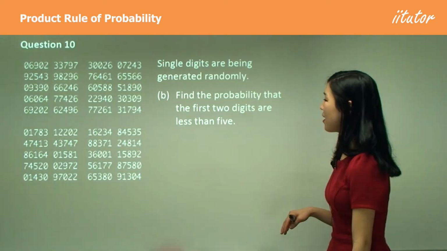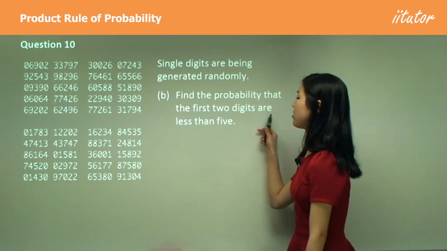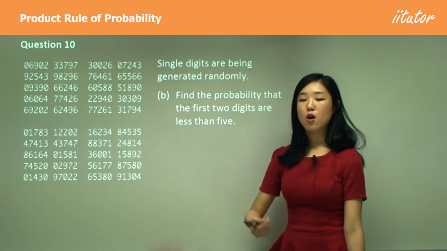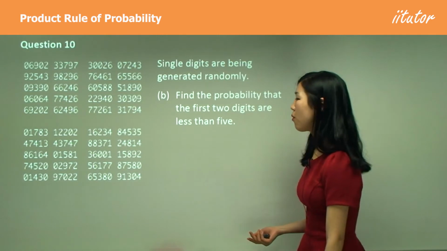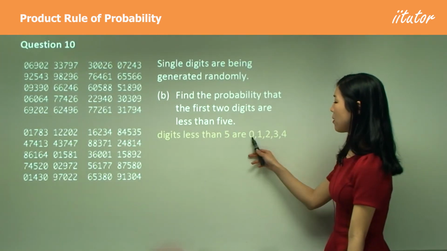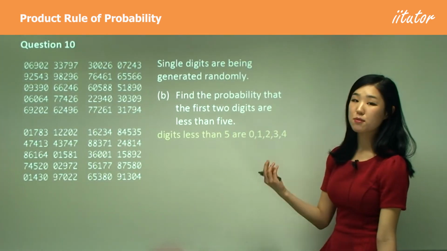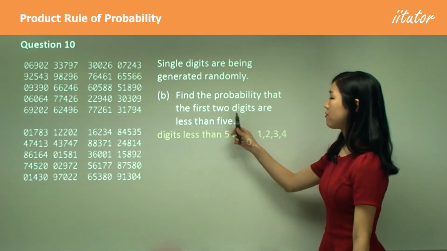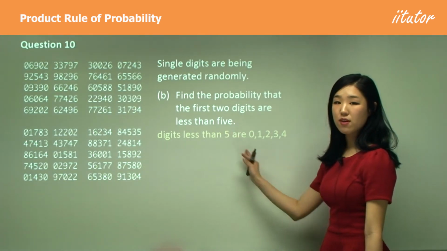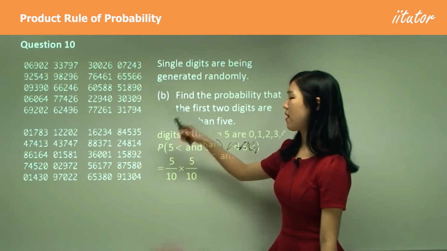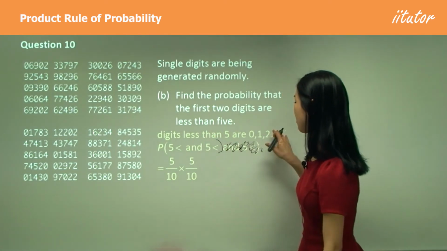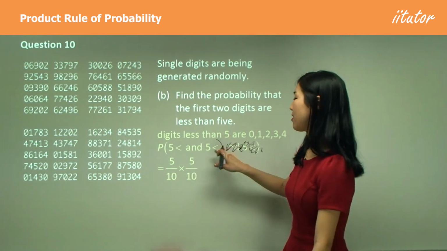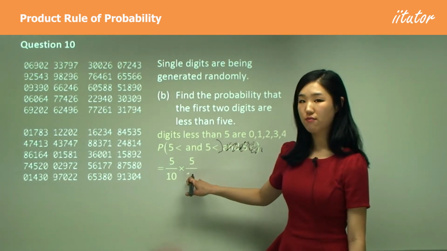So it's just that. B, when the first 2 digits are less than 5. Well, less than 5 is including 1, 2, 3, and 4, and including 0. So there's going to be 1, 2, 3, 4, 5 possibilities we can have. So if I want the first 2 digits to be anything out of these numbers, first number is less than 5 and second number is also less than 5. Now that less than 5 is going to be 5 out of 10, and having another second number less than 5 is also 5 out of 10.